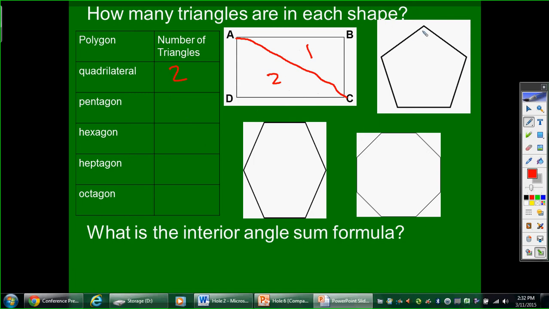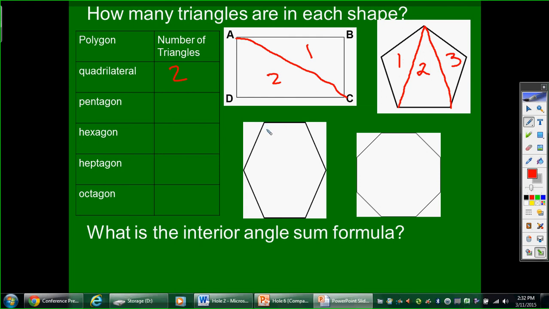The pentagon, if I strike diagonals from one vertex, in this case I'm going to come down here, and then I can do a diagonal here. Diagonals go to all of the non-adjacent vertices. So it wouldn't go here because that vertex is adjacent. Wouldn't go here because it's adjacent. But the pentagon divides into three triangles.